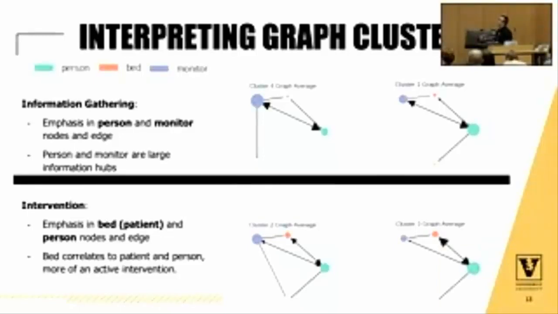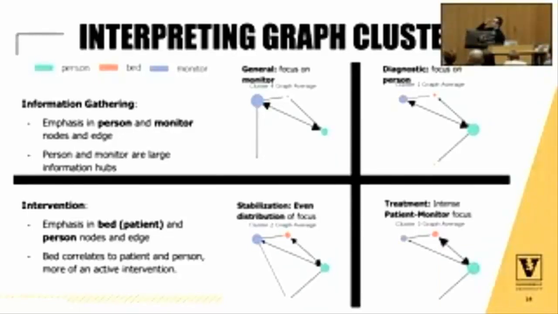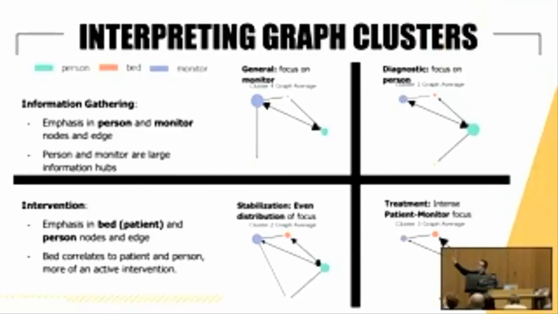What we've emphasized is that in the top left, for example, there is a larger node weight for monitor, and monitor typically provides general chart information about the patient. So we attached it to the general cognitive task. While on the top right, there's a larger emphasis on the person, which would relate with the nursing student probing the patient and figuring out what could be wrong and coordinating with their members. So we mark this as diagnostic.